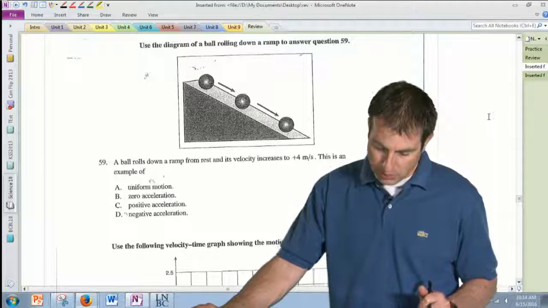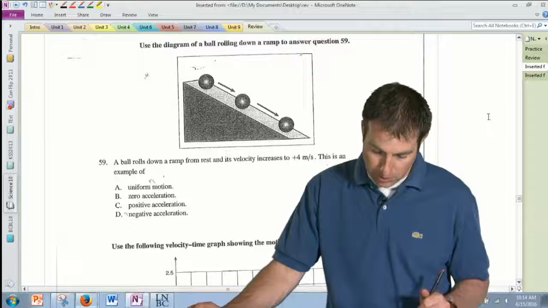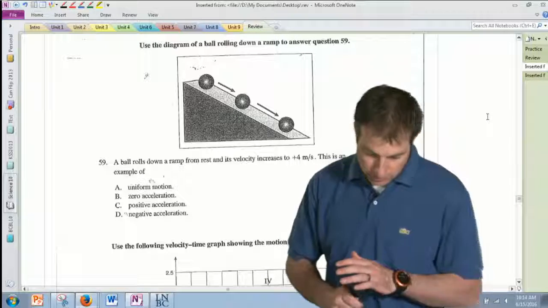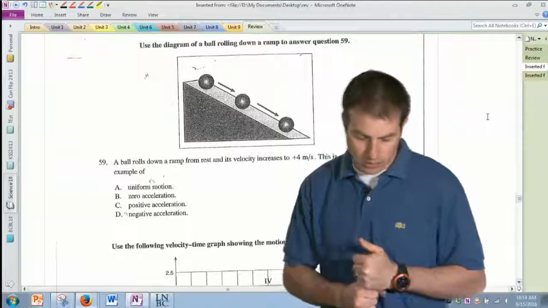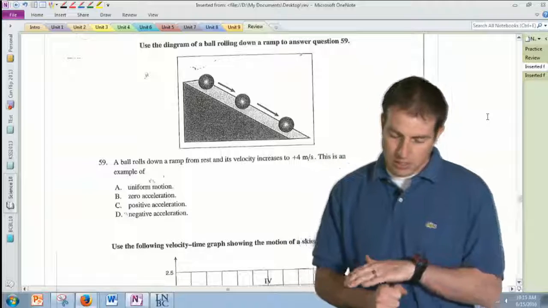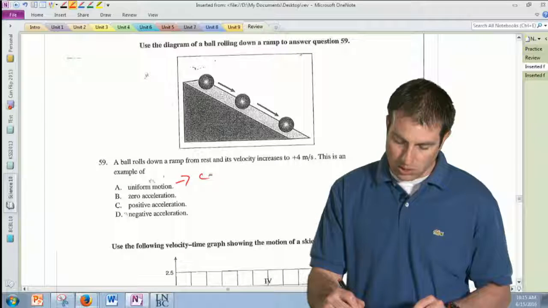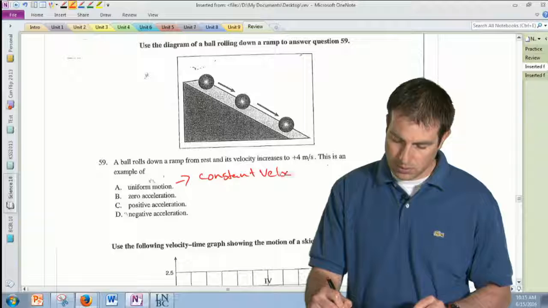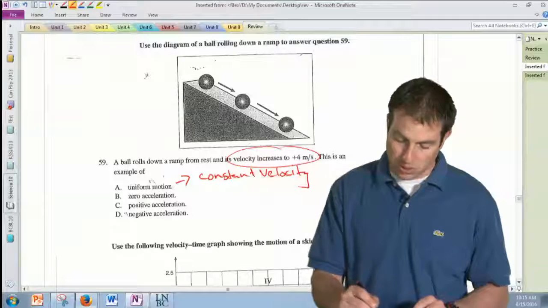A ball rolls down a ramp from rest and velocity increases to 4. This is an example of uniform motion, 0 acceleration, positive acceleration, negative acceleration. What do you think about that one, Ava? I don't think that's a terribly difficult one. I have a feeling whatever answer you've picked is right. Uniform motion means that the velocity is constant. So this is saying that its velocity is increasing. So we know it's not uniform motion.